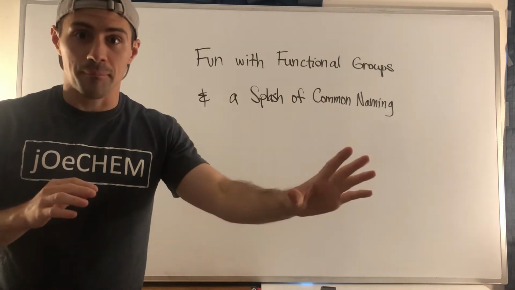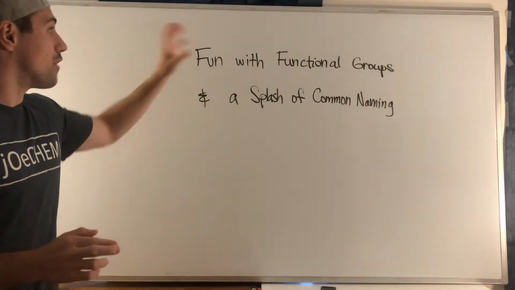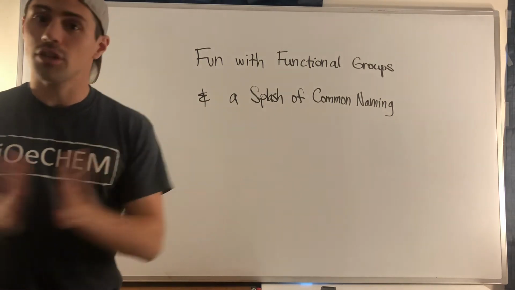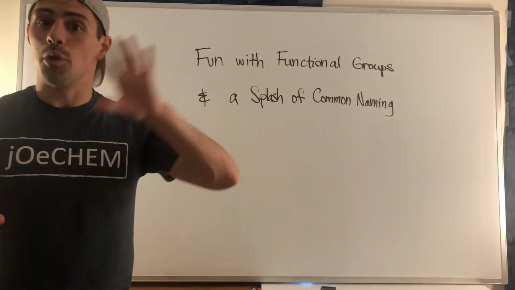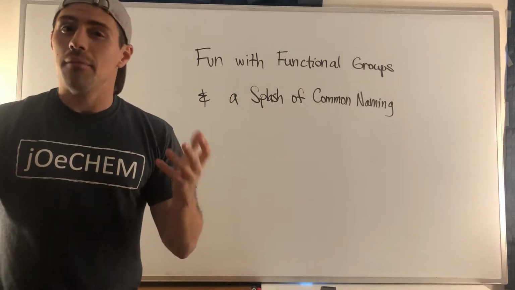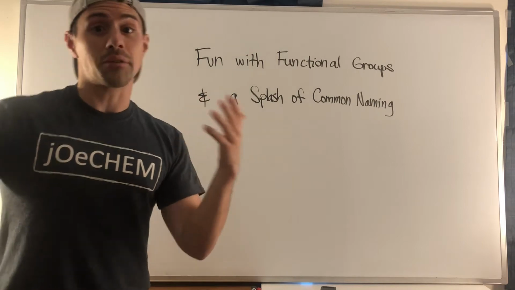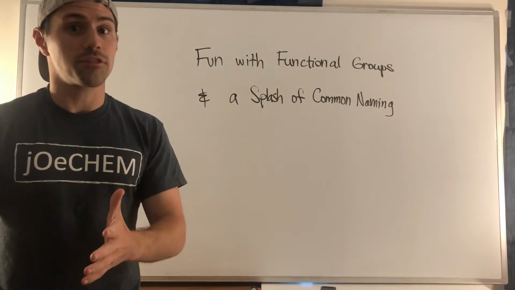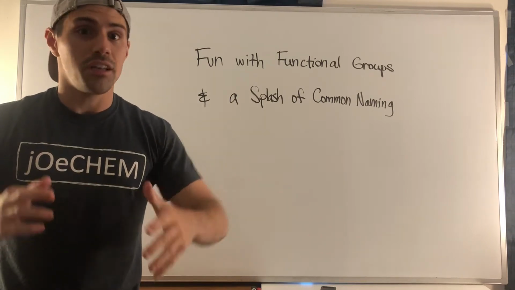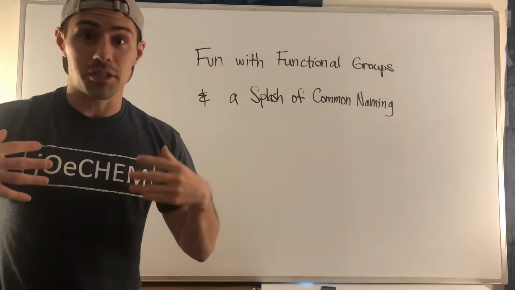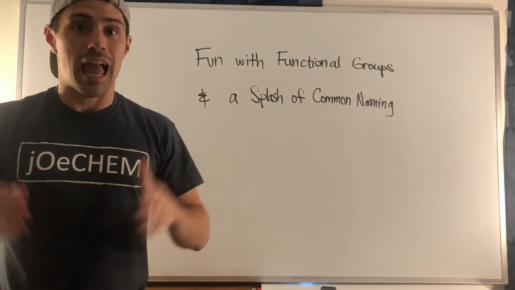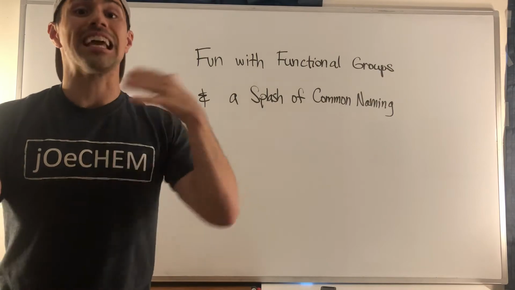There's a worksheet on jOeCHEM. You probably watched the fun with functional groups video as well as the common naming video. You're looking to practice those new skills. You go to the worksheet, you do the worksheet, you look at the PDF solutions that I provided, and maybe you just want to make sure you're doing it right. Or maybe there's a problem you didn't quite understand. That's why you're here. In this video, I'm going to be doing the worksheet, or you'll be doing it as I'm doing it. Either way, we're having a good time. We're going to get some answers and see them explained.